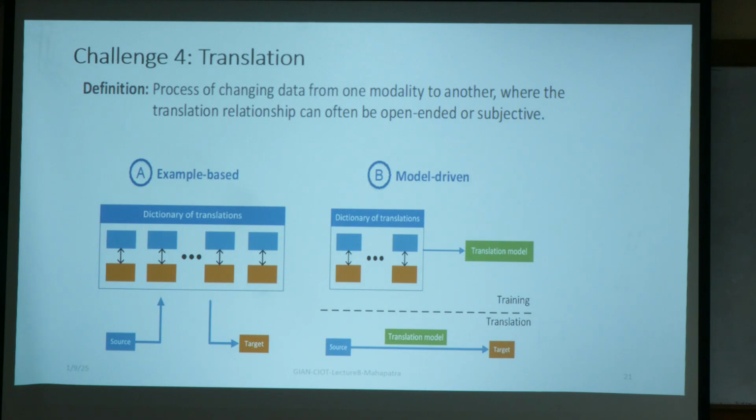Translation. Translation is a process of changing data from one modality to another, just like language translation, for example. The input could be in one language, one modality, say Chinese is one modality, Hindi is another modality. Now you have to translate them, and before translating, sometimes you have to find the relation.